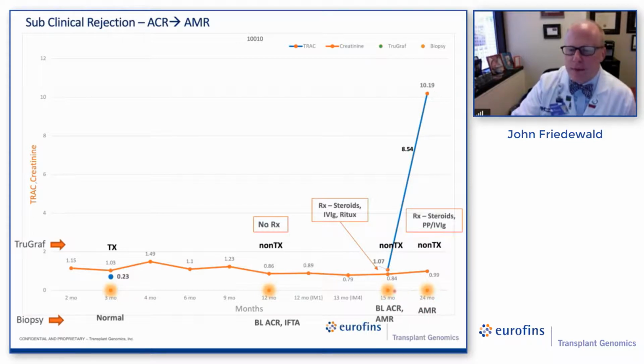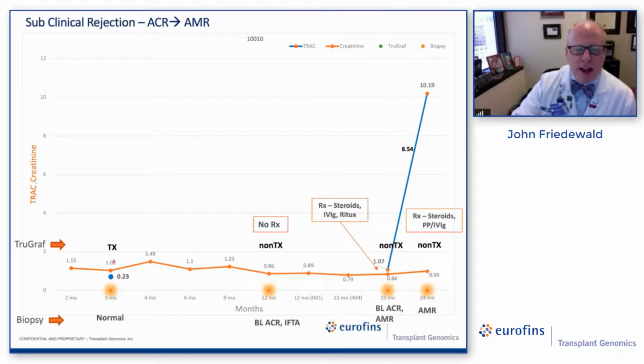Now, some time goes by. At the 2-year mark, they have another surveillance biopsy with, again, stable serum creatinine. The TruGraf is still not TX abnormal. The biopsy still shows AMR. Cell-free DNA is high, and they're treated again with another round of steroids, plasmapheresis, and IVIG.